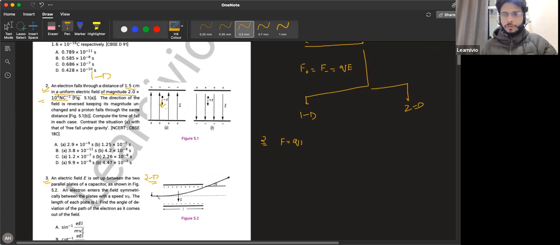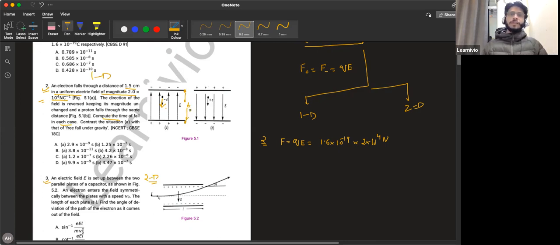How will you calculate force? Using this relation, F is equal to QE. How much is Q? That's the charge of electron, which is 1.6 into 10 raised to the power minus 19. Charge of electron is negative. I'm not using negative sign here because we are just calculating the magnitude. Then the electric field is 2 into 10 raised to the power of 4. This much of Newton is the force. The direction, and the time of fall in each case. So time of fall means you need the time taken by the electron to travel from this plate to this plate. So from here to here, you need to calculate the time taken by the electron.